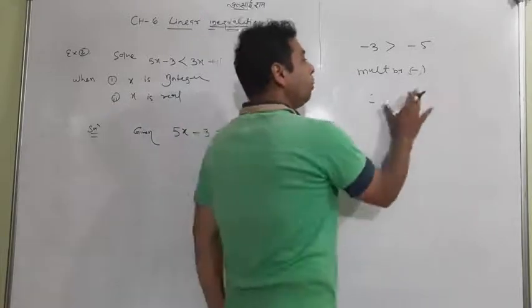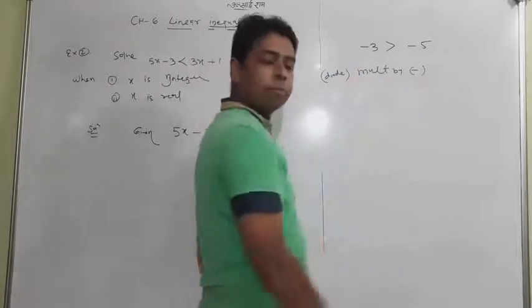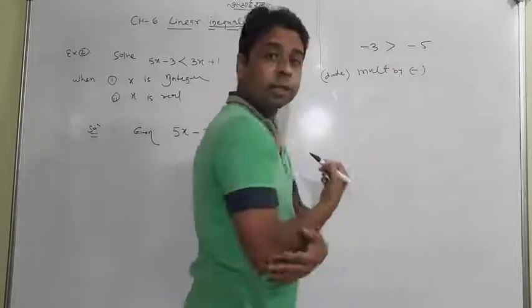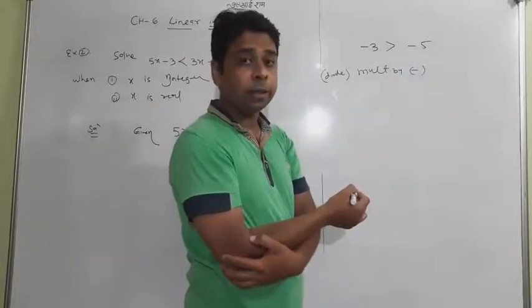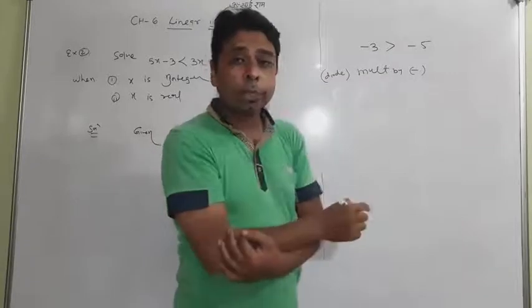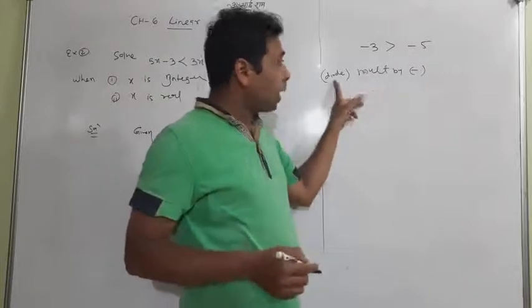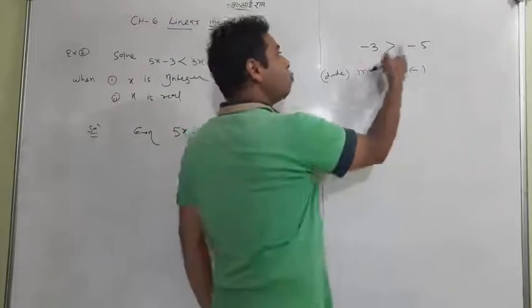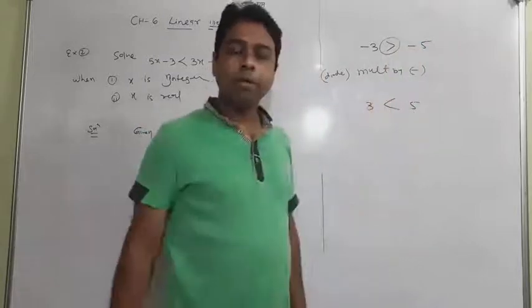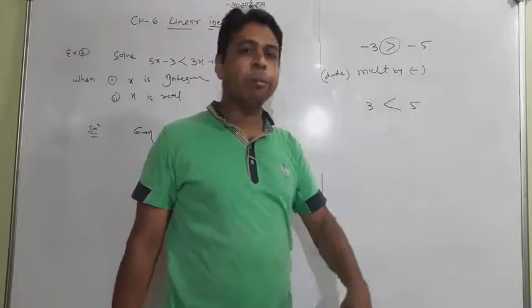So when you multiply or divide by a minus sign, in case of inequality, don't try to cancel minus and minus. Please don't cancel minus and minus sign. In case of equal to, it can be possible, but in case of inequality, please don't. Whenever you want to multiply or divide by a minus sign, you just have to change the sign, meaning the middle sign will change. So please remember that sentence.